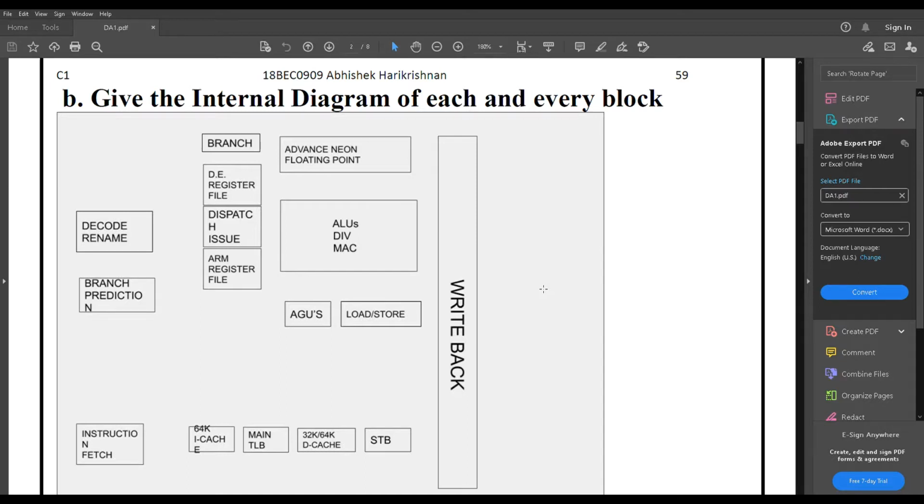elements such as decode, rename, branch prediction, branch, register file, dispatch, issue, advanced Neon floating point, which we will discuss later in this video, arithmetic logic unit, write back register, AGUs, and 32 kilobytes or 64 kilobytes of D cache.